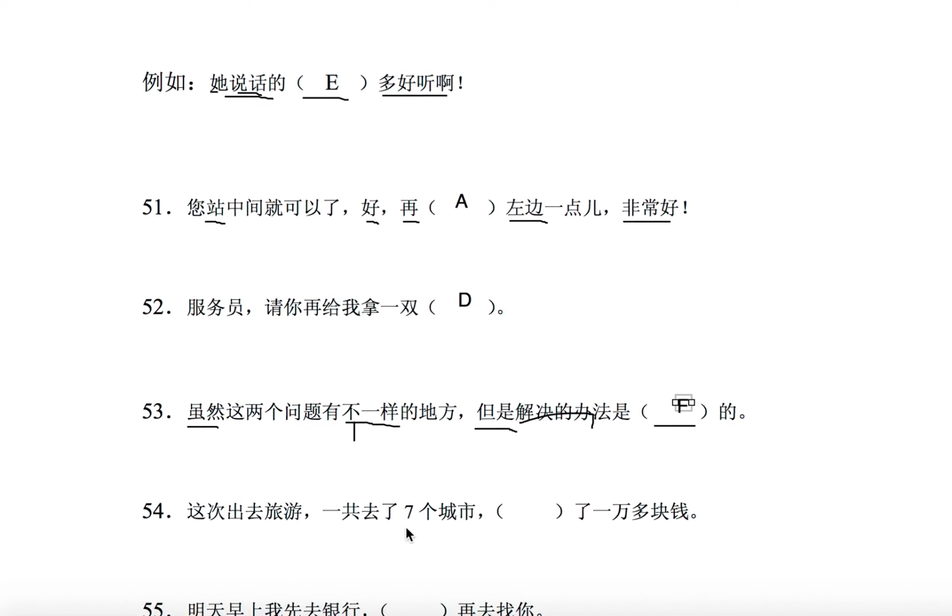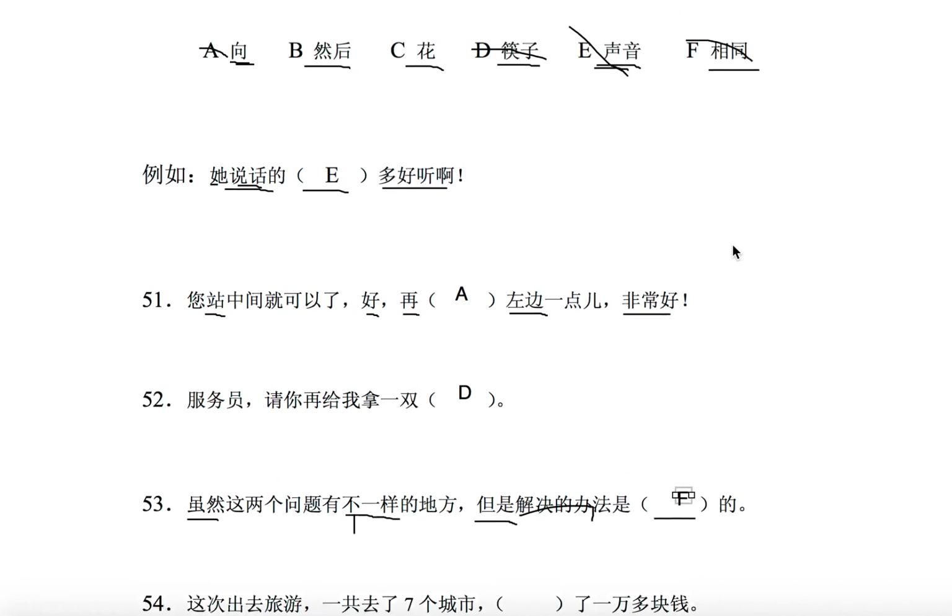The next question. 这次出去旅游一共去了几个城市？花了一万多块钱。Something 了一万多块钱。This is money. 一万多块钱 is 10,000 RMB. What do you do with this money? You spend this money, right? You cannot set this money on fire or burn it. Although in a way, yes, you burn this money by giving it to other people. But anyways, you spend this money, right? You spend. What did I say?